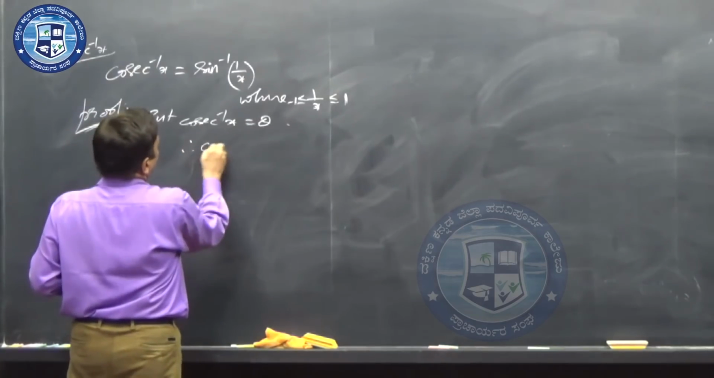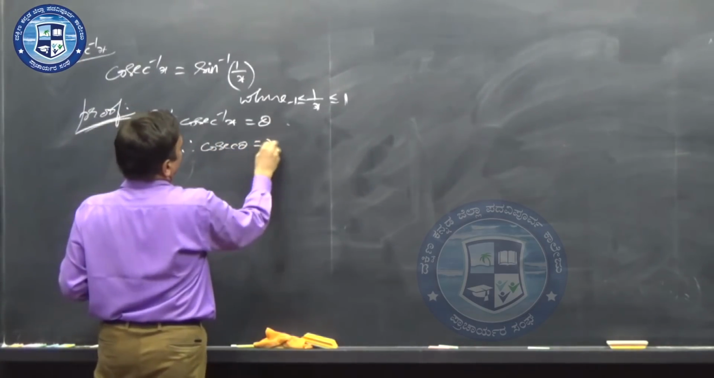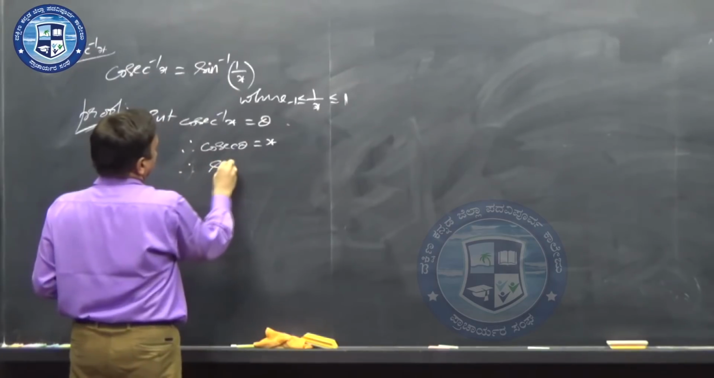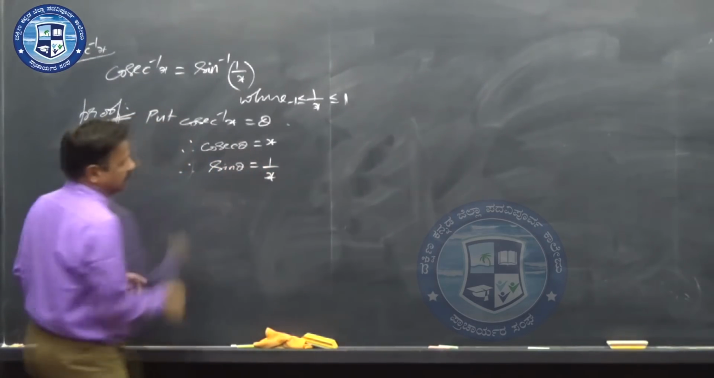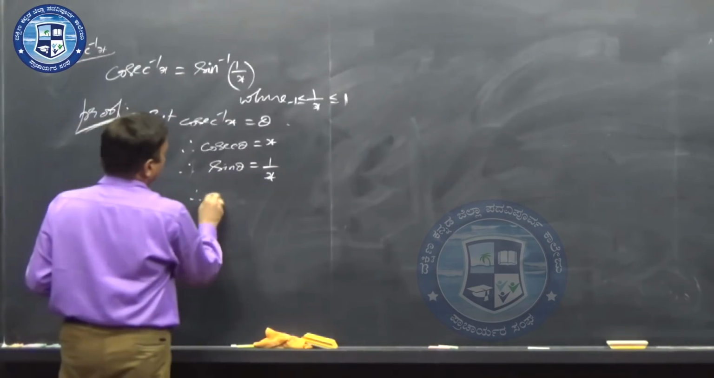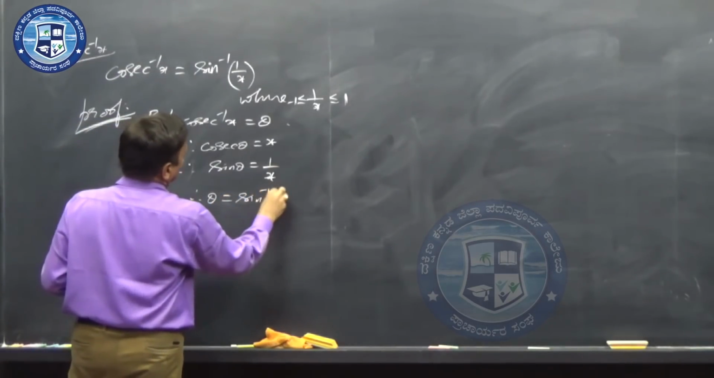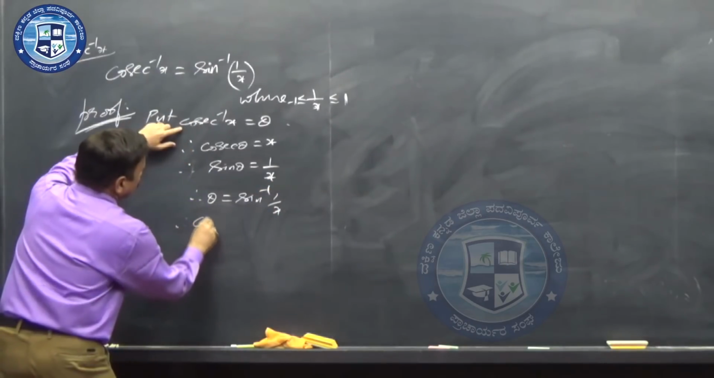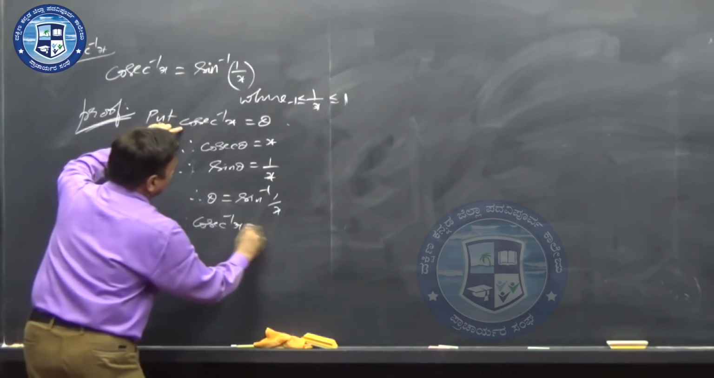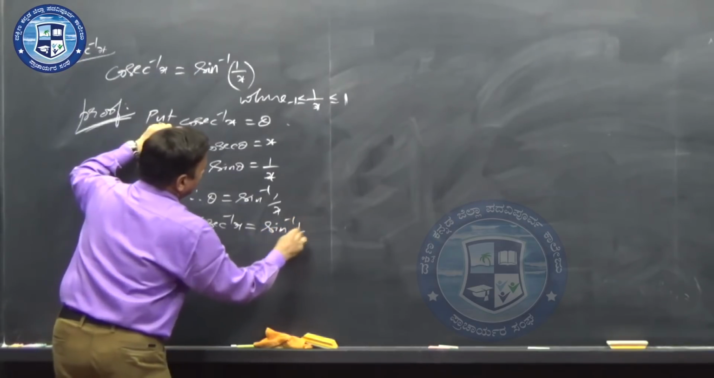Okay, therefore cosec theta is equal to x. Therefore sin theta is equal to 1 by x, 1 by cosec theta, no? 1 by x. Therefore theta is equal to sine inverse of 1 by x. Therefore theta is equal to how much? Cosec inverse x is equal to sine inverse 1 by x. Look at this.